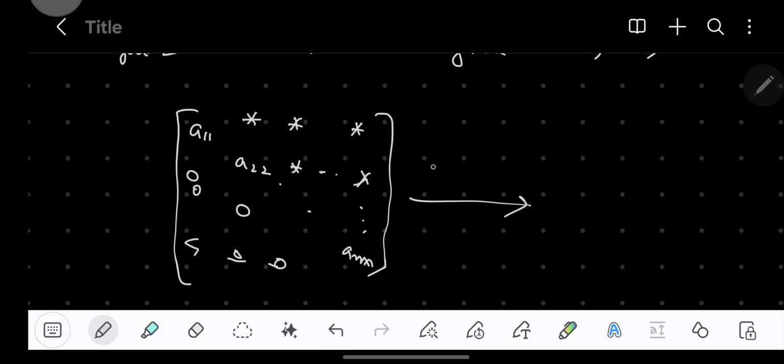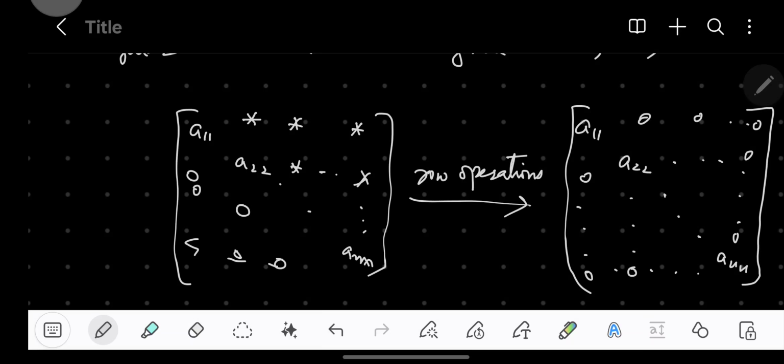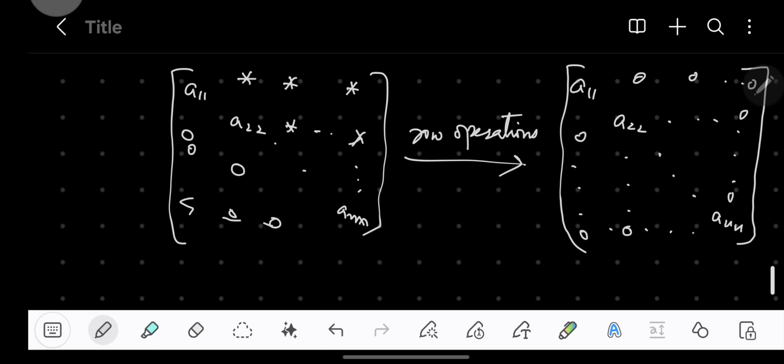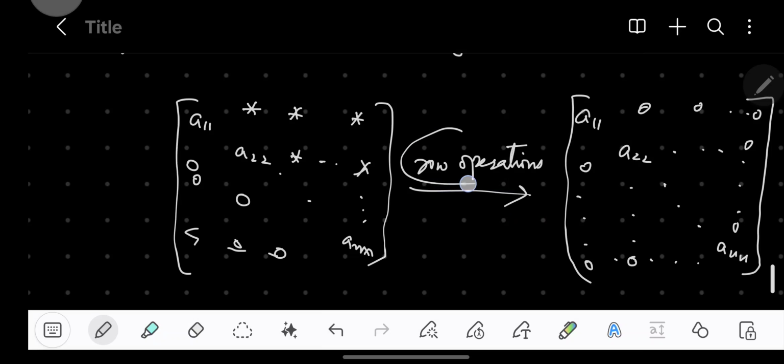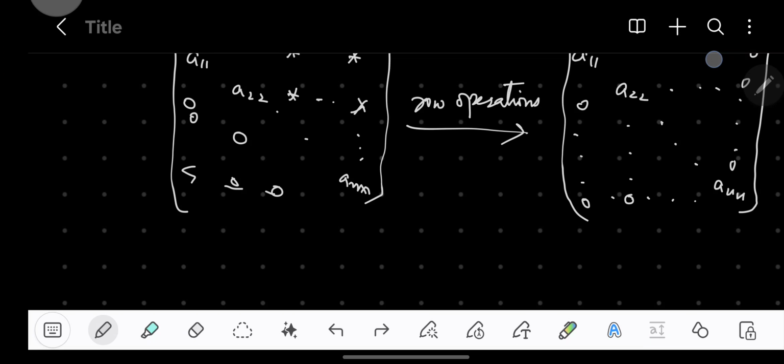So after row operations, I can end up with a matrix which has only the diagonal entries and all other entries 0. This kind of a matrix. So whenever you have a triangular matrix, after applying the row operations, you can always end up with a matrix which has only the non-zero diagonal entries and all other entries are 0. These kinds of row operations have been already used in the previous videos. You can look at those.